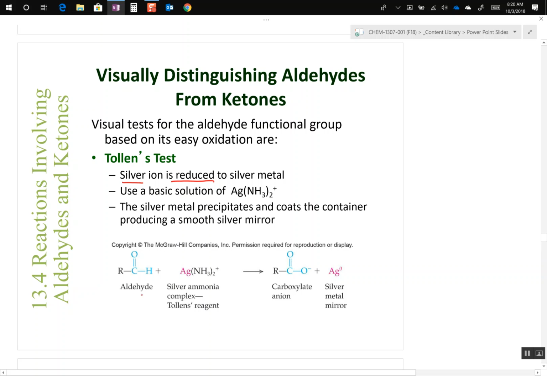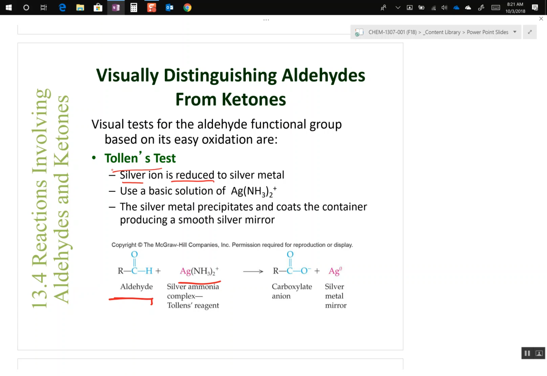So, in the presence of an aldehyde, this silver ammonium complex, which is Tollens reagent, will cause the silver of that ammonium complex to reduce into silver, and you'll be left with the anion of that aldehyde. All right, so that's what we call the Tollens test, and you can actually silver mirror things in this way.